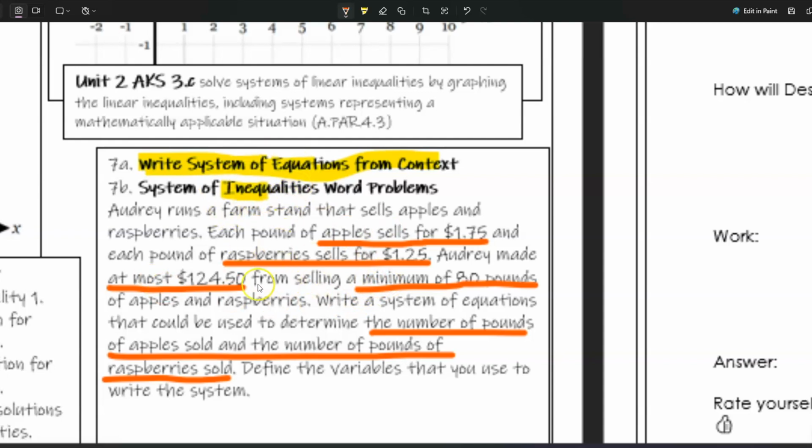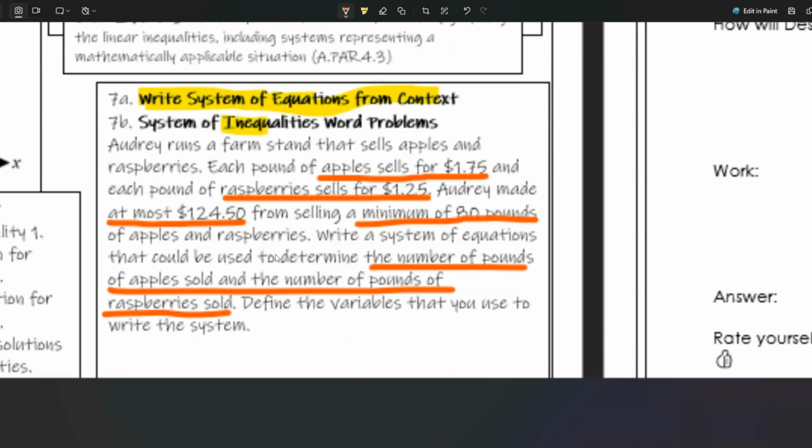All right, so again, we'll do this question real fast. So, system of linear inequalities word problems with this. So we've got 1, 2, 3, 4 numbers. Okay, so we have 4 numbers.